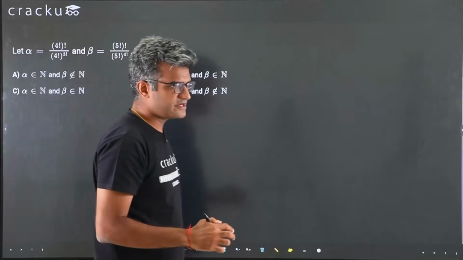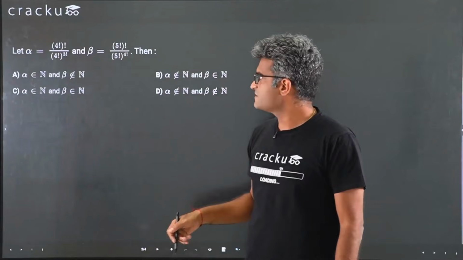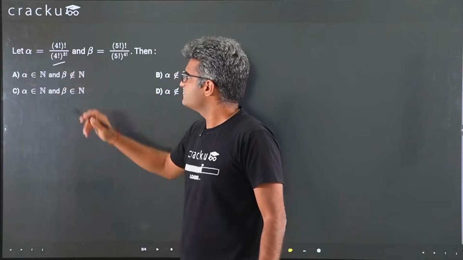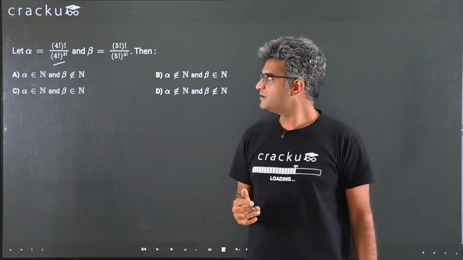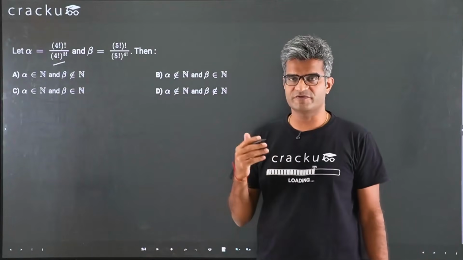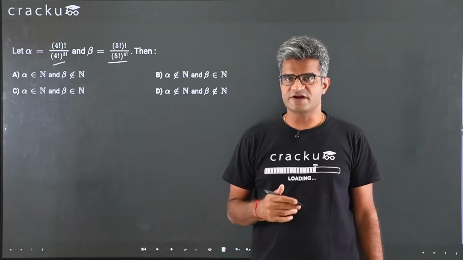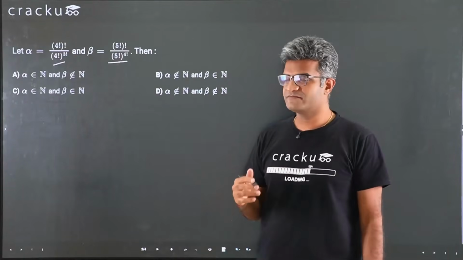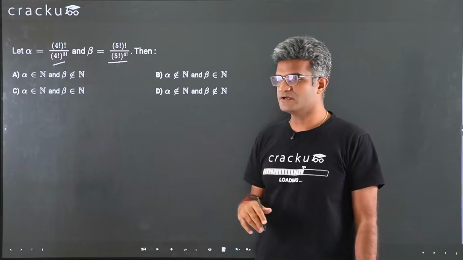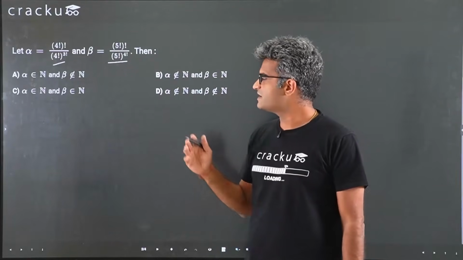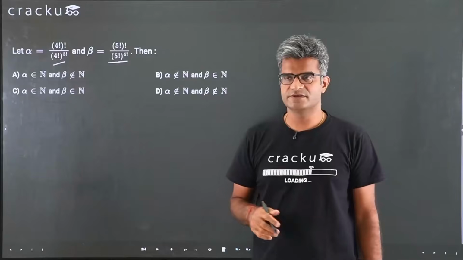In this question, we are given two numbers. The first number is alpha, which is 4 factorial factorial divided by 4 factorial to the power 3 factorial, and the second one is beta, which is 5 factorial factorial divided by 5 factorial to the power 4 factorial. We are essentially asked to calculate which of these two is a natural number.